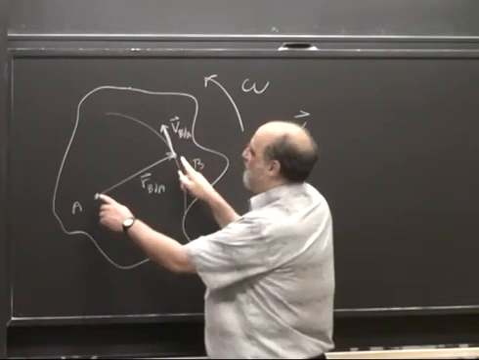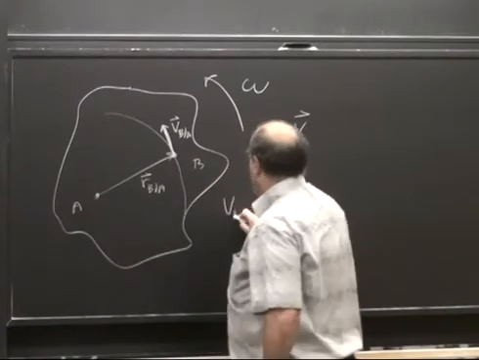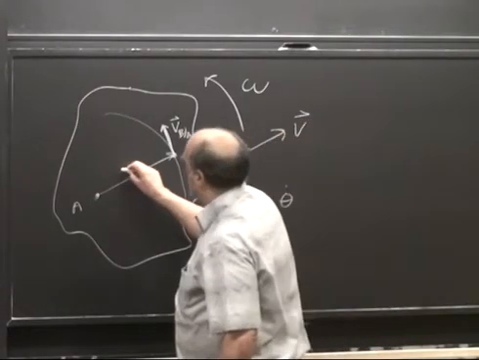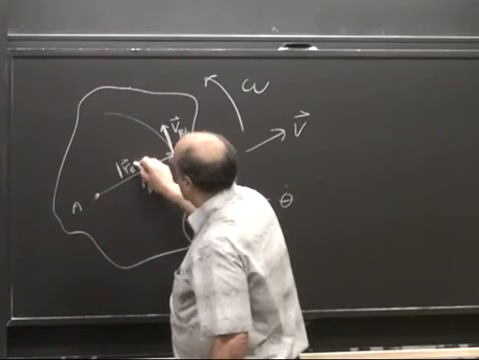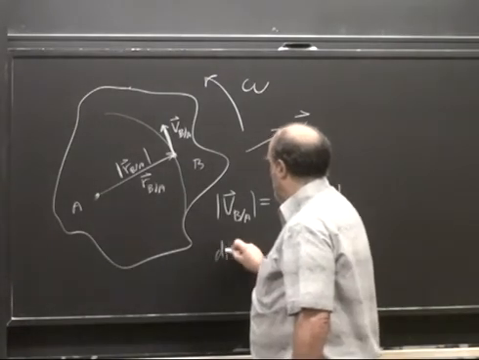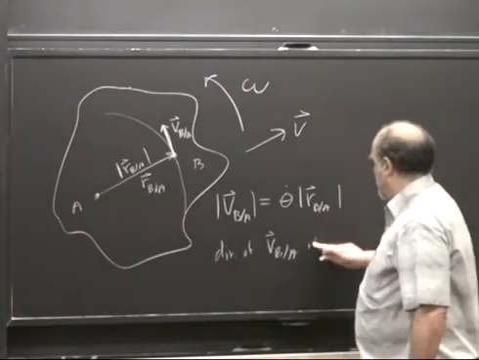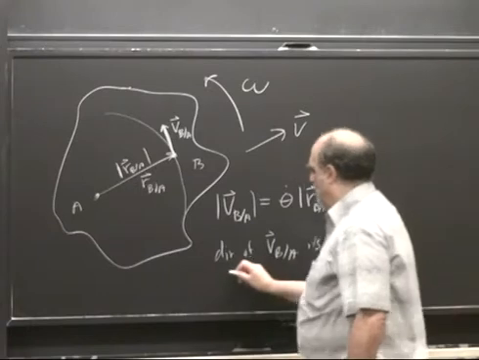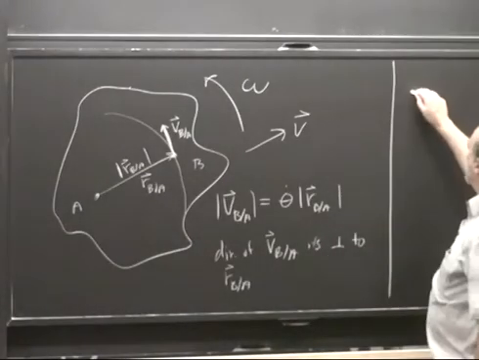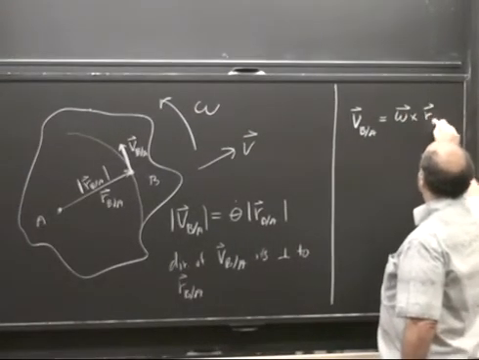And how big is that velocity? Well, it's how fast this is going in circles, theta dot times r. So certainly the magnitude of the velocity of B with respect to A is equal to theta dot times this distance here, which is the magnitude of r B with respect to A. But the direction of the velocity of B with respect to A is perpendicular to r B with respect to A. So we know the magnitude and the direction, and we say let's look at this vector, omega cross r B with respect to A, and make sure it does the right thing.